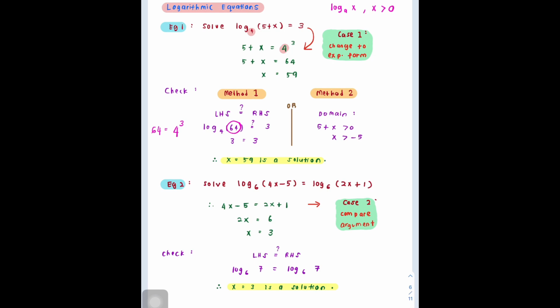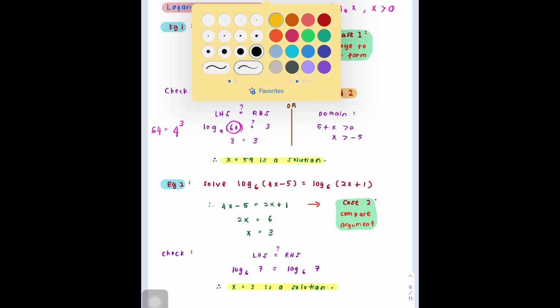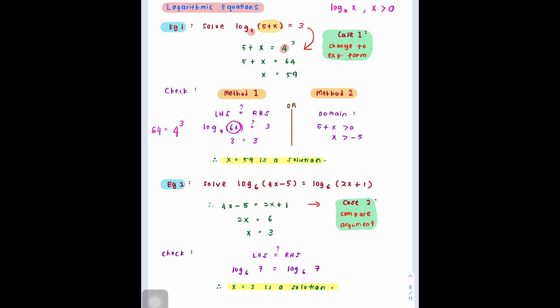Okay, first method. Second method, you just find the domain of the original question. For the domain, take only the argument. So this is your argument, which is 5 plus x. So 5 plus x is more than 0. Solve this linear inequality, and you have x is more than negative 5. If you draw the number line, let's say this is your negative 5, and the number line is moving towards your right hand side. This is your domain, the interval from negative 5 until infinity.